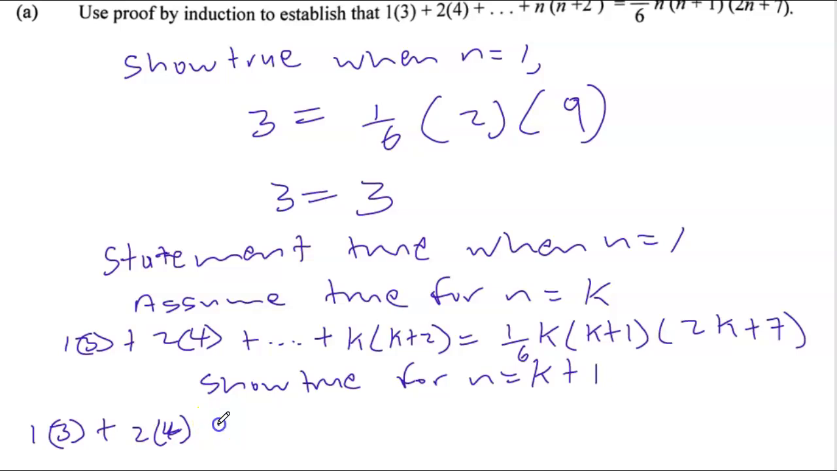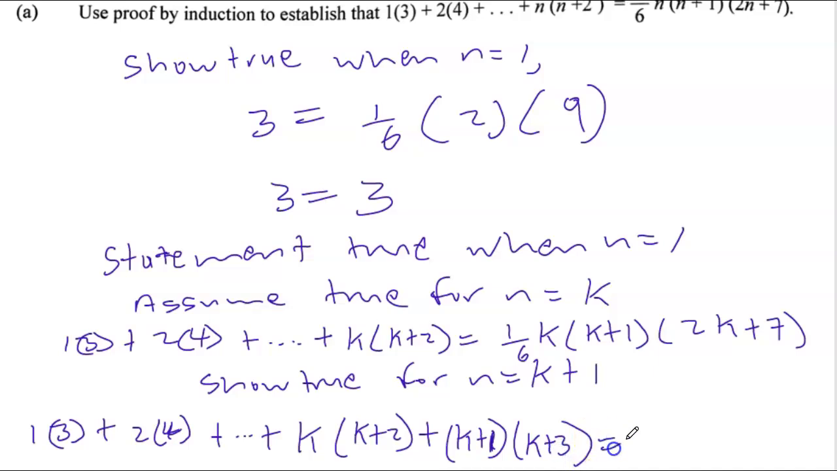Alright, so here in step 2, our final term was k times k plus 2. So I'm going to add one more term to the left hand side. And the term that comes after k is k plus 1. And of course, you'll multiply k plus 1 by a value that's 2 greater. So add 2, that's k plus 3.